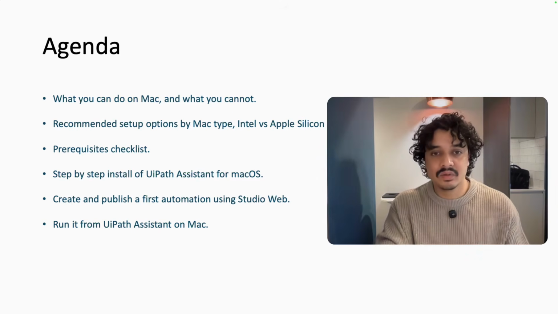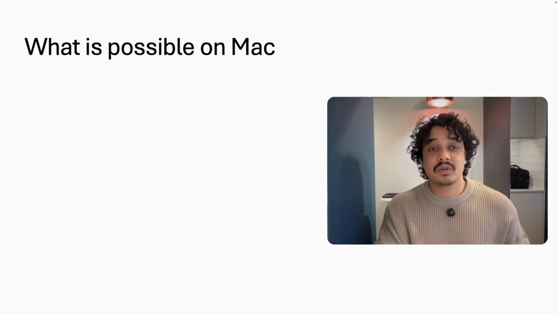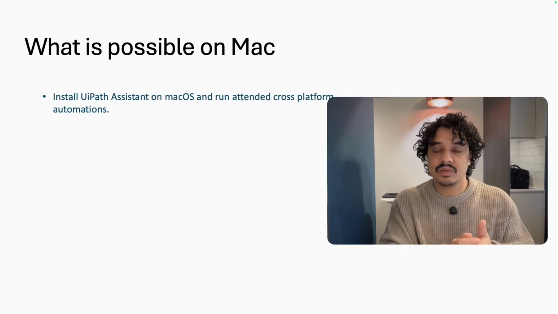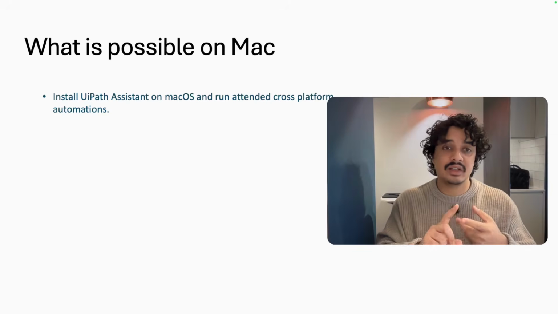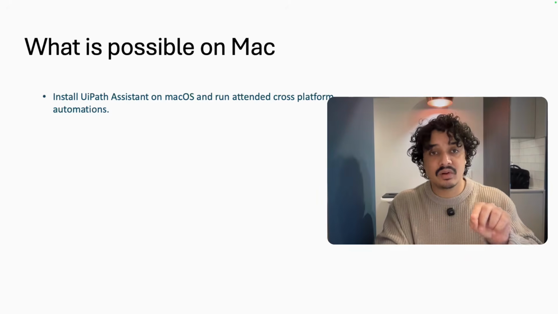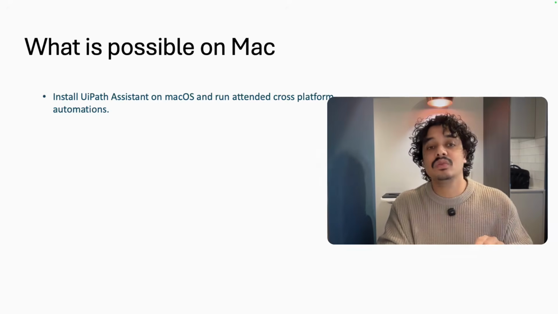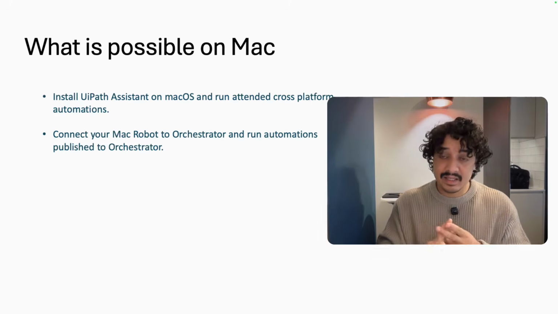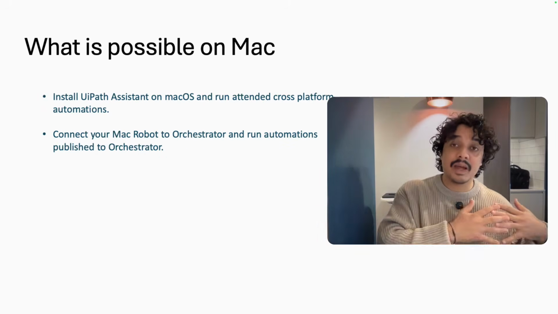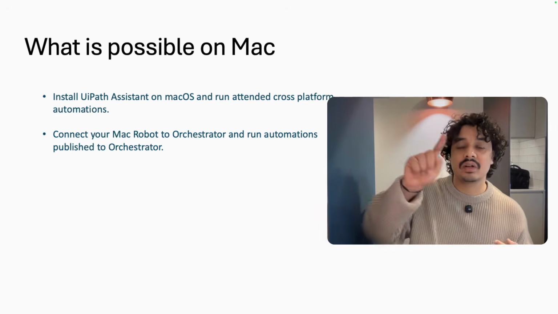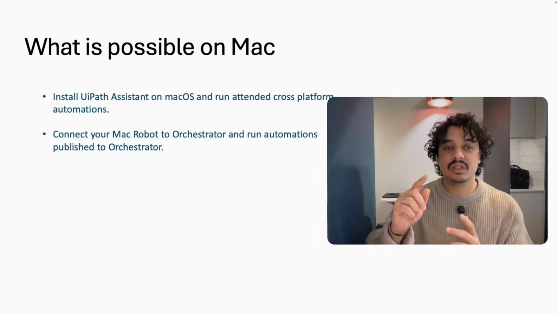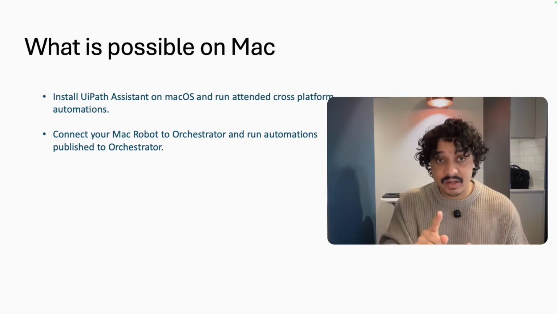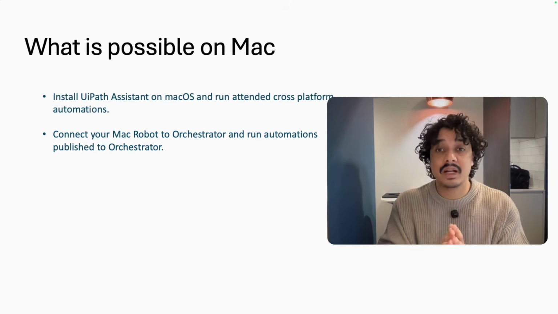Now, what exactly is possible on Mac? First, we can always install UiPath Assistant. When I talk about UiPath, we have three major components: Studio, Orchestrator, and Assistant. So yes, Assistant is available on macOS and can also run attended cross-platform automations. Second, we can connect our Mac robot, which is UiPath Assistant, to Orchestrator, and automations published to Orchestrator can be triggered from macOS, provided they are cross-platform automations.